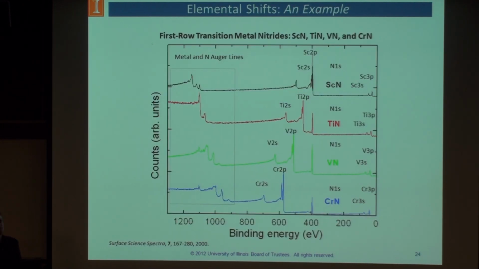Here's an example of a series of first row transition metal nitrides that were grown in situ here. We can see as we move from scandium up to chromium, the metal lines move up in binding energy. You'll also note that the Auger lines right here are actually moving down in binding energy. That is because of the way that we're plotting these spectra. If you remember from my first slide, the kinetic energies of the Auger lines are independent of the photon source.